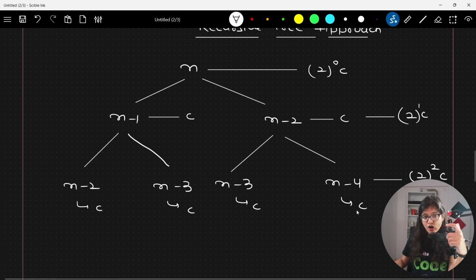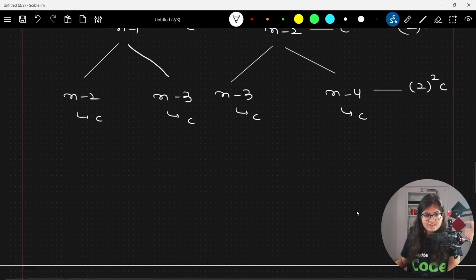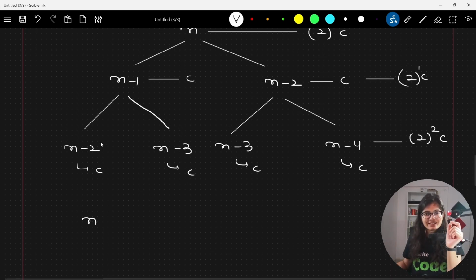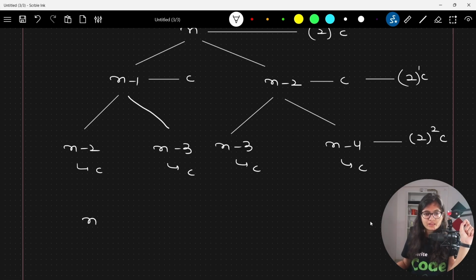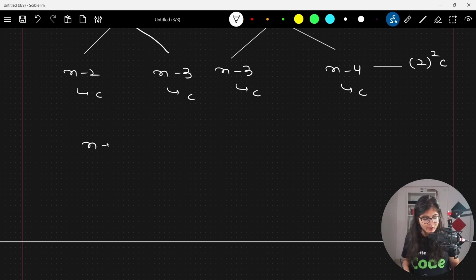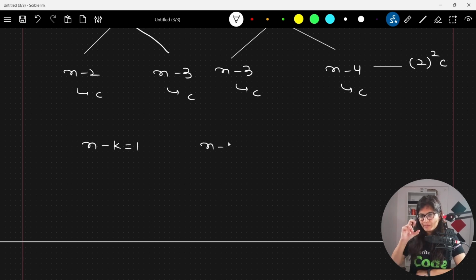Now the question is, how many levels do we repeat this task? On the left side, we are doing a subtraction by 1, and on the right side, we are doing a subtraction by 2, right? So on the left it will be n minus k equals 1, and on the right side, because we are subtracting 2 each time, it will be n minus 2k, which equals 1.